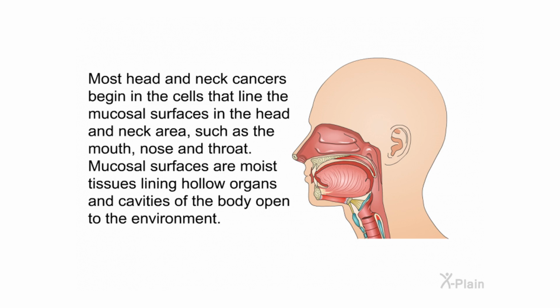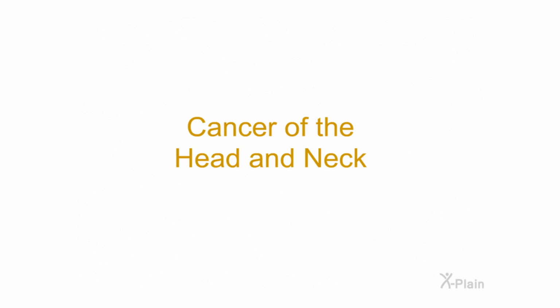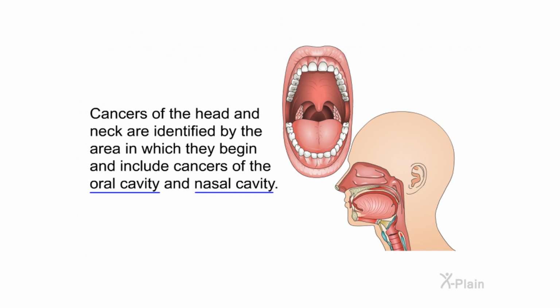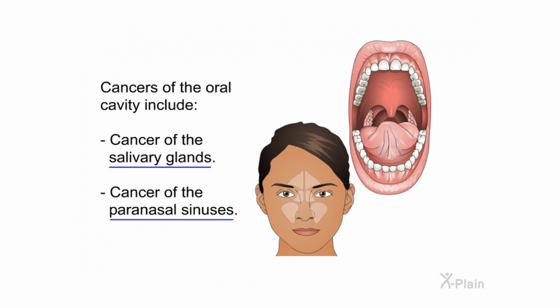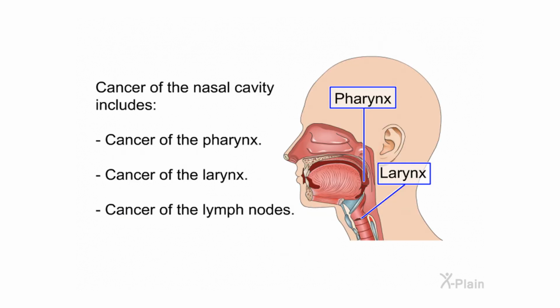Most head and neck cancers begin in the cells that line the mucosal surfaces in the head and neck area, such as the mouth, nose, and throat. Mucosal surfaces are moist tissues lining hollow organs and cavities of the body open to the environment. Cancer of the head and neck. Cancers of the head and neck are identified by the area in which they begin and include cancers of the oral cavity and nasal cavity. Cancers of the oral cavity include cancer of the salivary glands, cancer of the paranasal sinuses. Cancer of the nasal cavity includes cancer of the pharynx, cancer of the larynx, cancer of the lymph nodes.